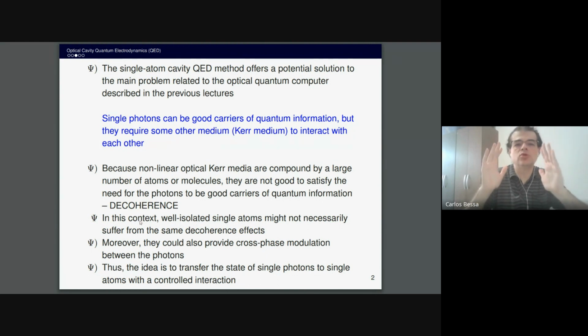Because you don't have the bulk material, you have a cavity with some single atoms inside. So in this context, well-isolated single atoms might not necessarily suffer from the same decoherence effects that happen in the Kerr media. Moreover, this could also provide cross-phase modulation between the photons. That is important, this type of model that makes the photons interact. And thus the idea is to transfer the state of single photons to single atoms with a controlled interaction.